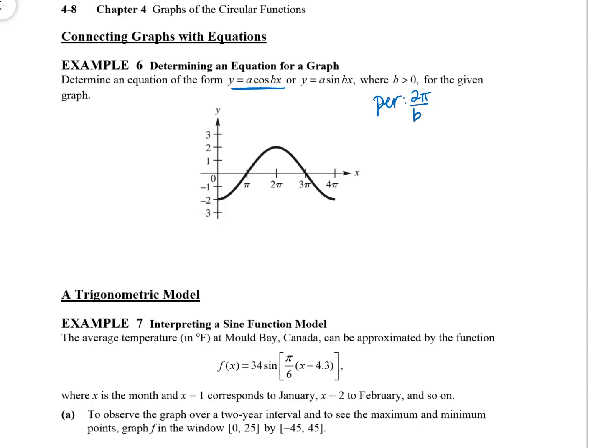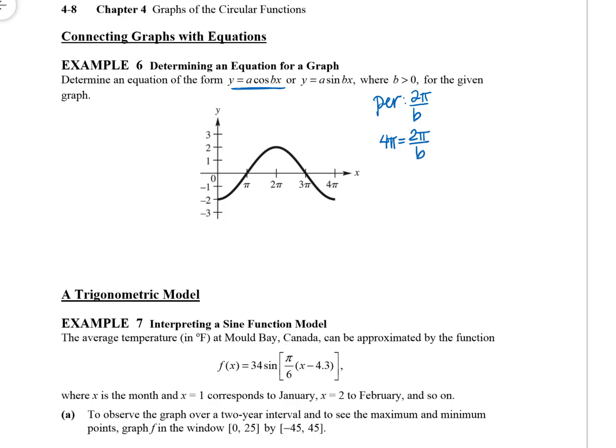And for this graph, you see how far it goes before it repeats? There's just one period that's graphed, and that's from 0 to 4 pi. And then it's going to repeat after every 4 pi. I'm going to replace the period with 4 pi is equal to 2 pi over b, and then solve for b.